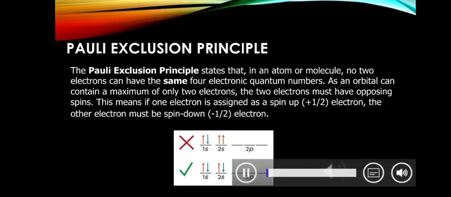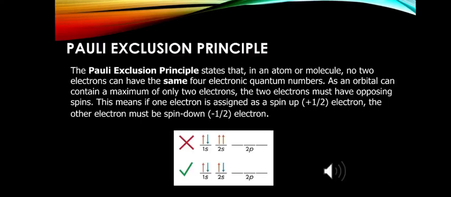So our very next topic is Pauli's exclusion principle. Hope you all are clear with the last topic, that is Aufbau's principle. Now let's come to Pauli's exclusion principle. Pauli's exclusion principle states that in an atom or molecule, no two electrons can have the same four quantum numbers, as an orbital can contain a maximum of only two electrons. The two electrons must have opposing spins.